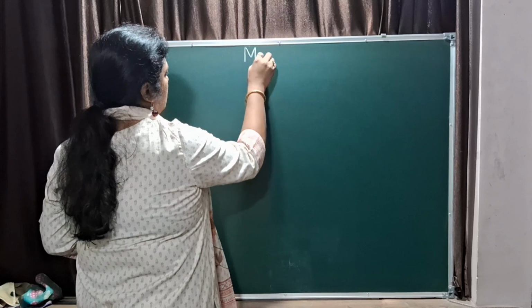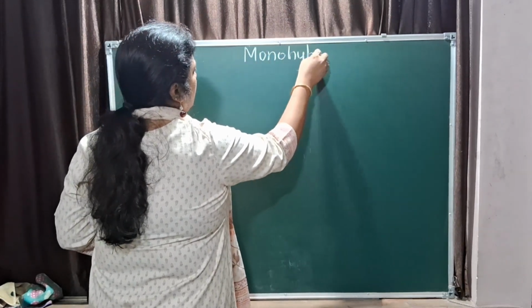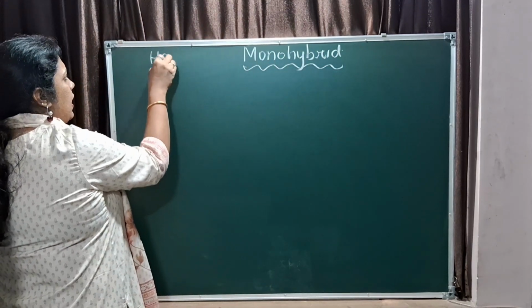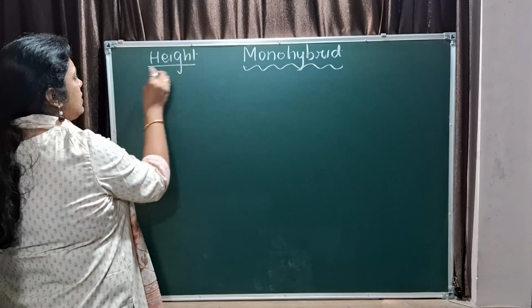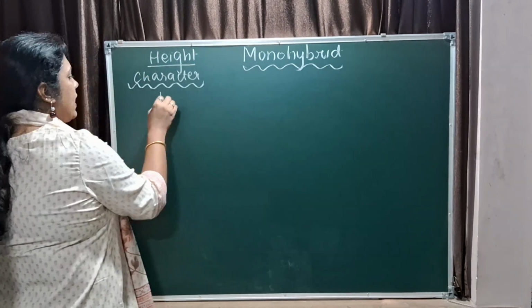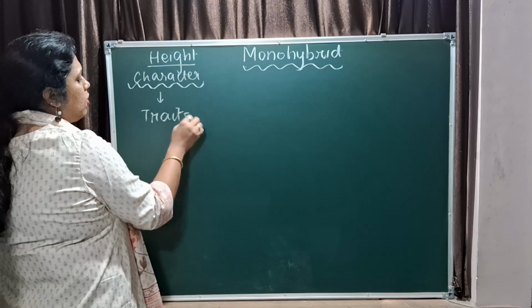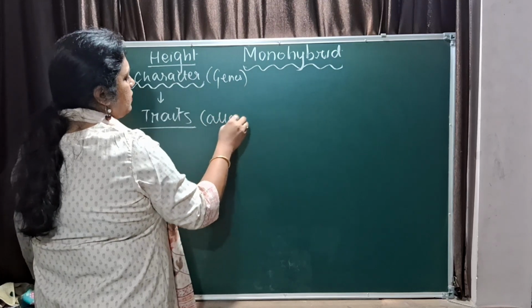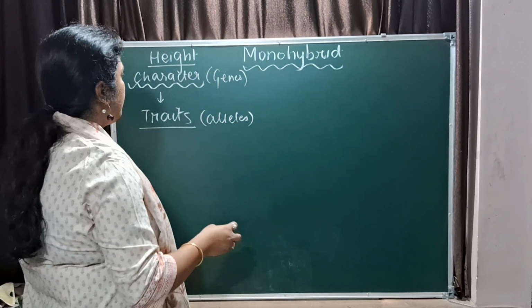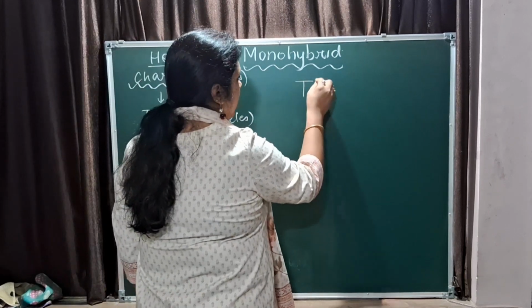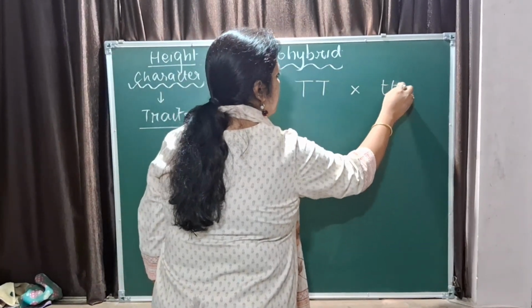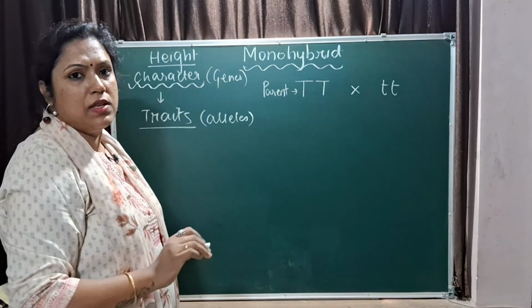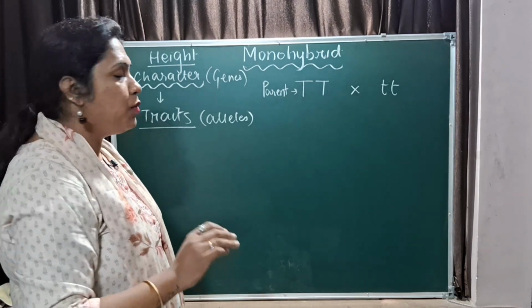So, monohybrid cross. Monohybrid cross means only one character is studied. Let us study height. So, height is a character. Alleles as traits. Traits are the different forms of the character and alleles are the alternative forms of genes. Is that clear? Now, in the monohybrid cross we are studying the height. Let us take the parents. Parents are the purebred lines. Purebred means they are homozygous tall and homozygous dwarf.